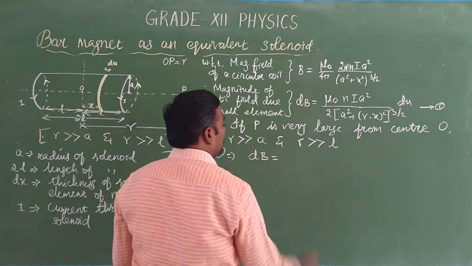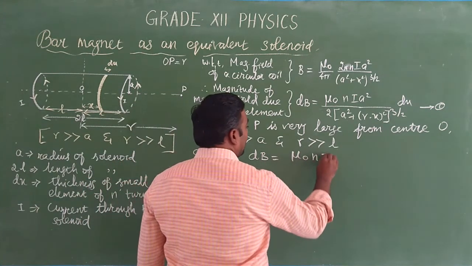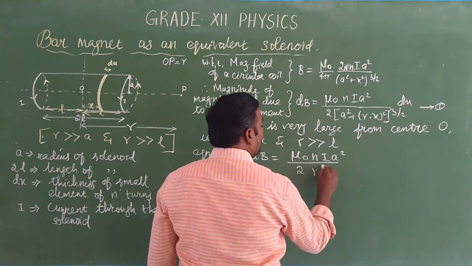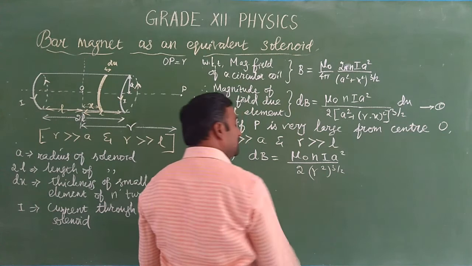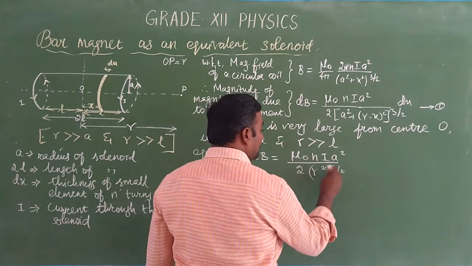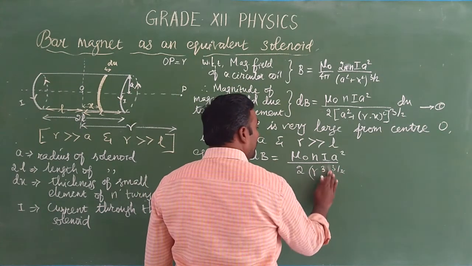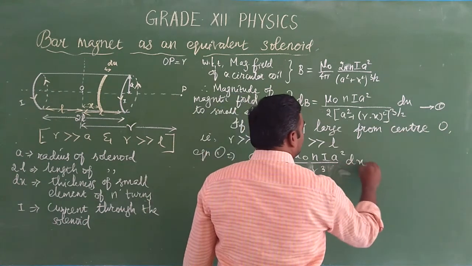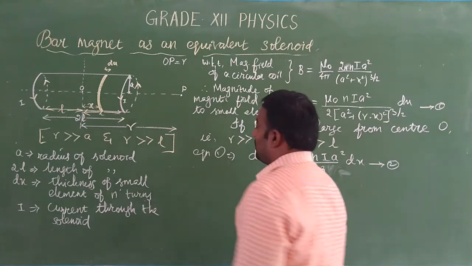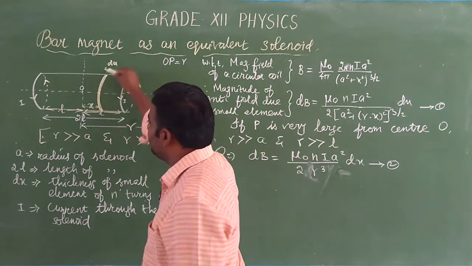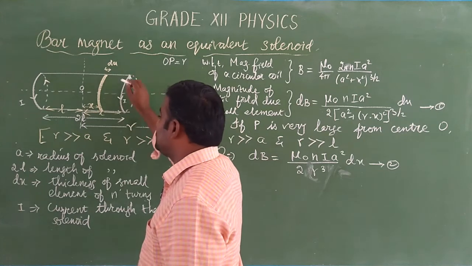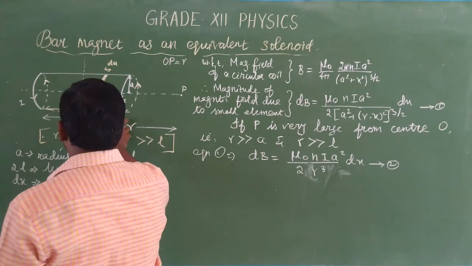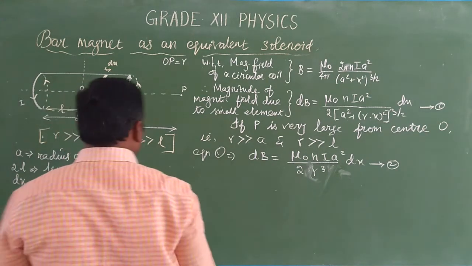dB is equal to mu naught N I A square by 2 into R square whole power 3 by 2. What is the value of R square whole power 3 by 2? It is R cube, into dx. So this is equation 2. Now we obtain the magnetic field of a single turn, and this distance varies from minus L to plus L.